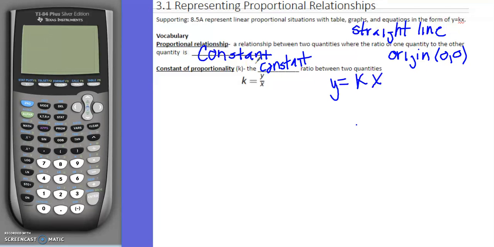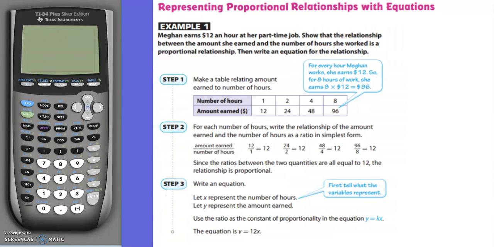All right, let's take a look at example 1. On example 1, Megan earns $12 an hour at her part-time job. This is our constant rate of change, $12 an hour. Show the relationship between the amount she earned and the number of hours she worked is a proportional relationship. Then write an equation for the relationship.